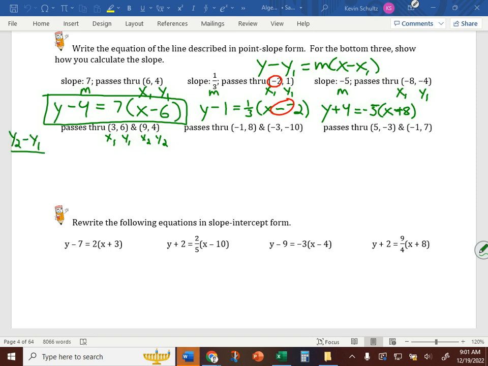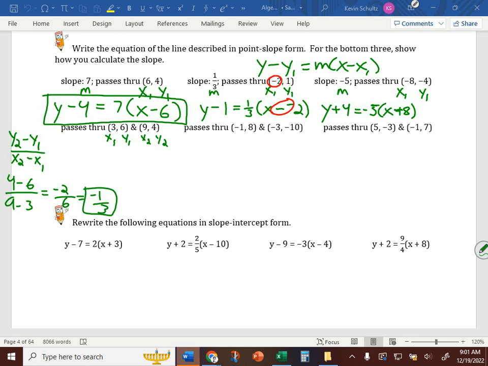Y2 minus Y1 over X2 minus X1 is our formula for slope, right? So plugging these things in, Y2 minus Y1, 4 minus 6, X2 minus X1, 9 minus 3. We get -2/6, which equals -1/3. And that's going to be the slope of this line.